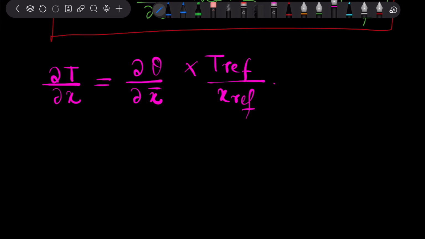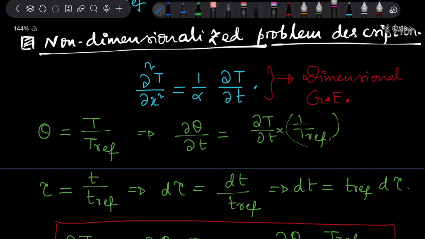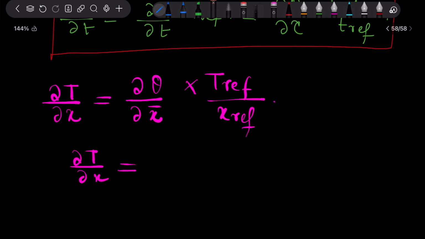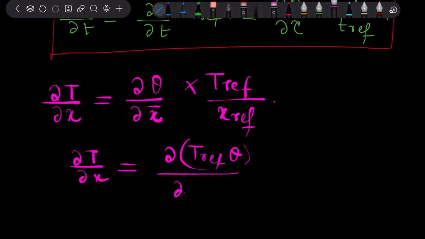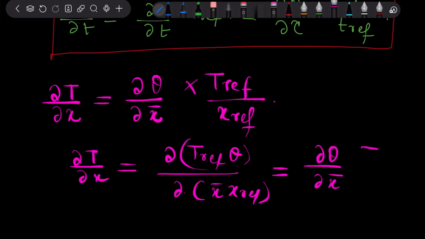And if you forget this trick, then you always have the option to go step by step. That is, my del t del x will be equal to, so what is t here? T is equal to T ref into theta, so I can always write this as T ref into theta, that is my t, by x, which is x bar into x ref. Now you see, because this T ref and x ref are constants, this will come out of the derivative. Okay, but this is the short trick, and that can save your time in examination.